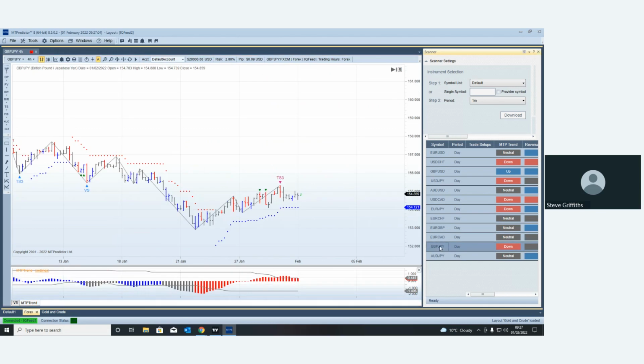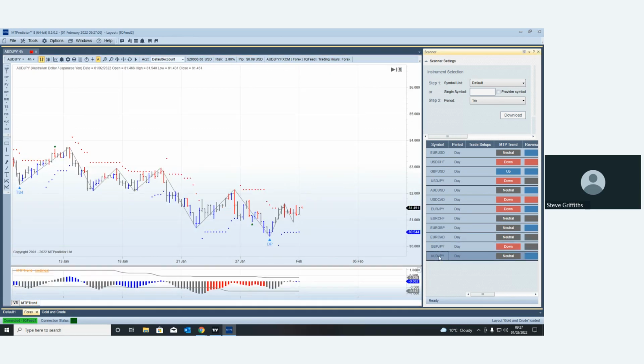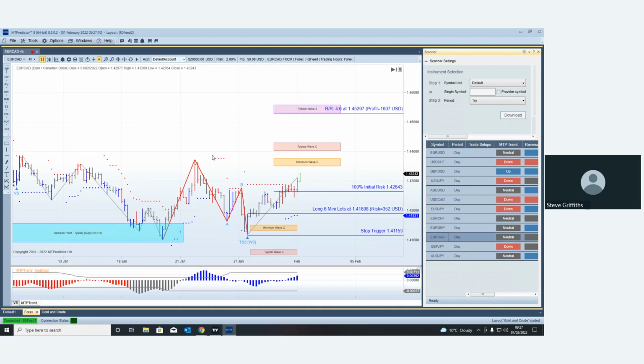And I think the last two here, not a lot going on with these two either. So are there any questions on that at the moment before I go and have a quick look at crude oil?